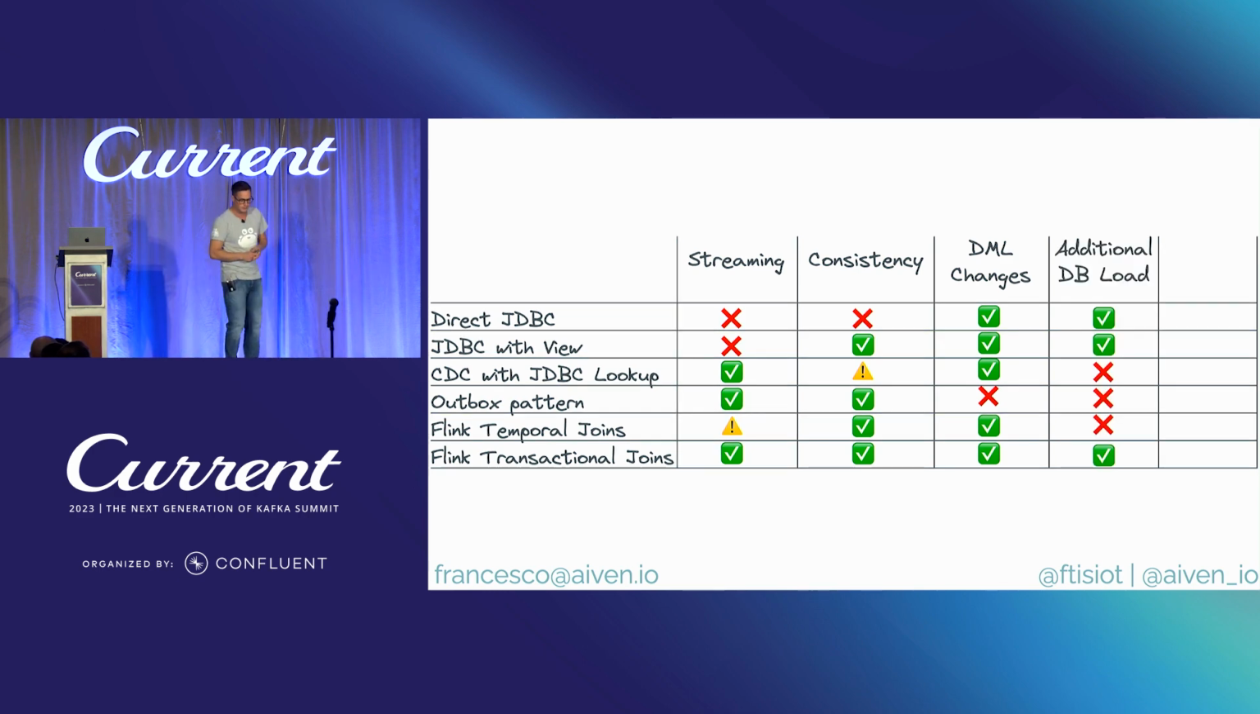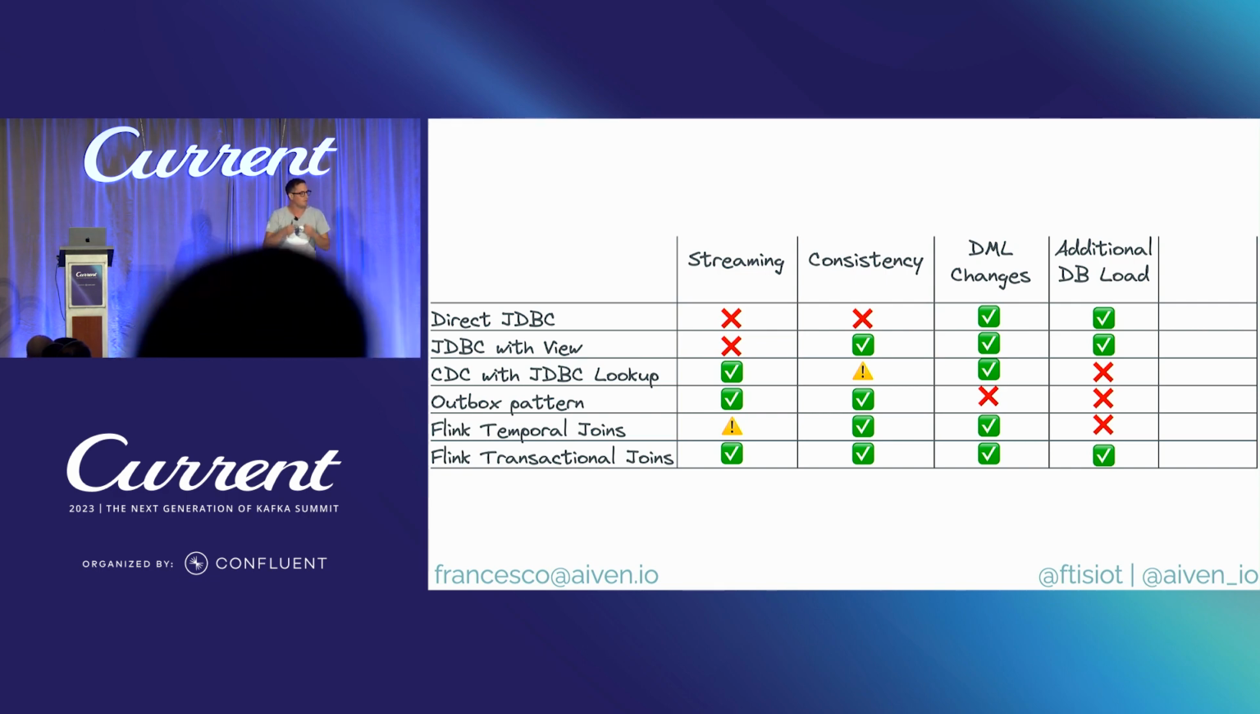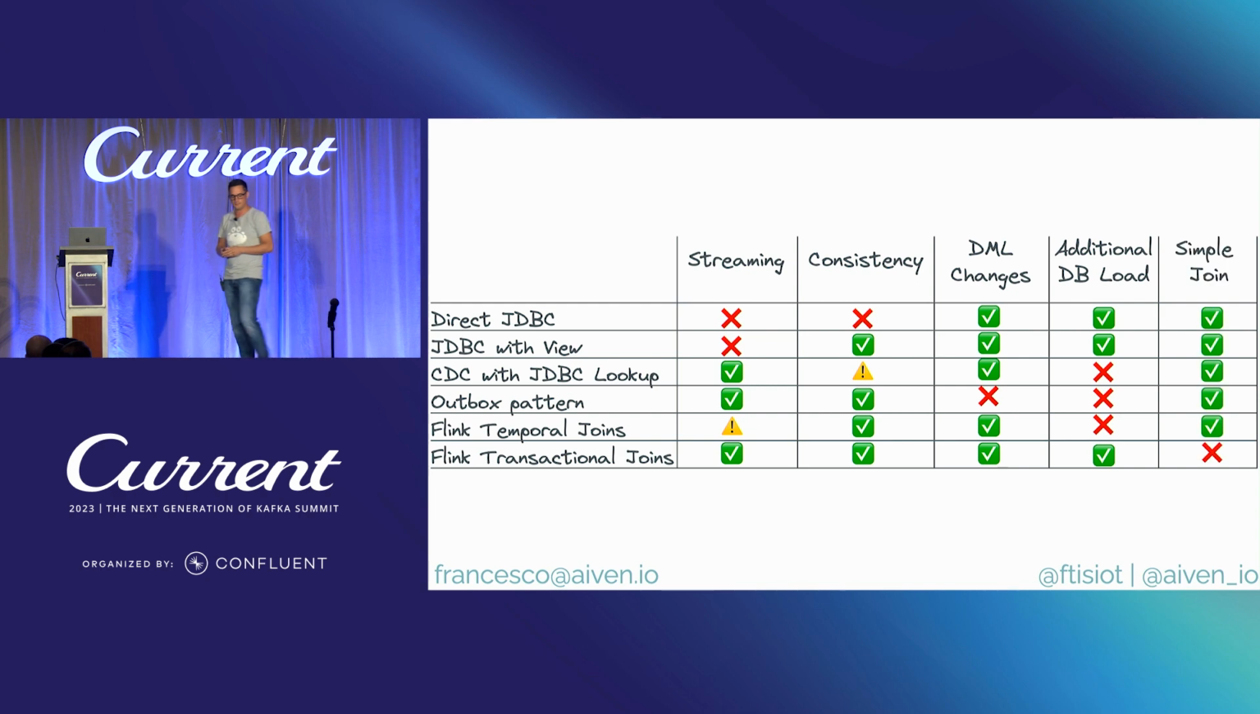Additional database load. CDC with JDBC lookup, we are querying the database 2 times. The outbox pattern, we are writing data 2 times, we are storing data 2 times. Flink temporal join, if we want to advance the watermark, we need to create fake load in the database. Finally, is the join simple? Most of the cases, yes; the transactional join is the tricky one.